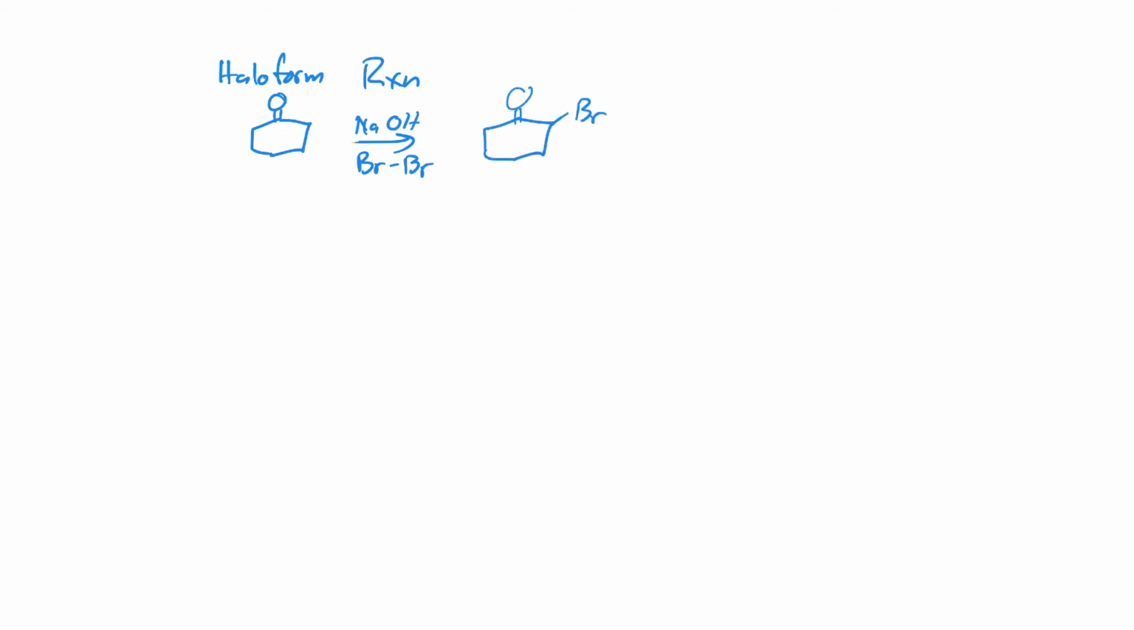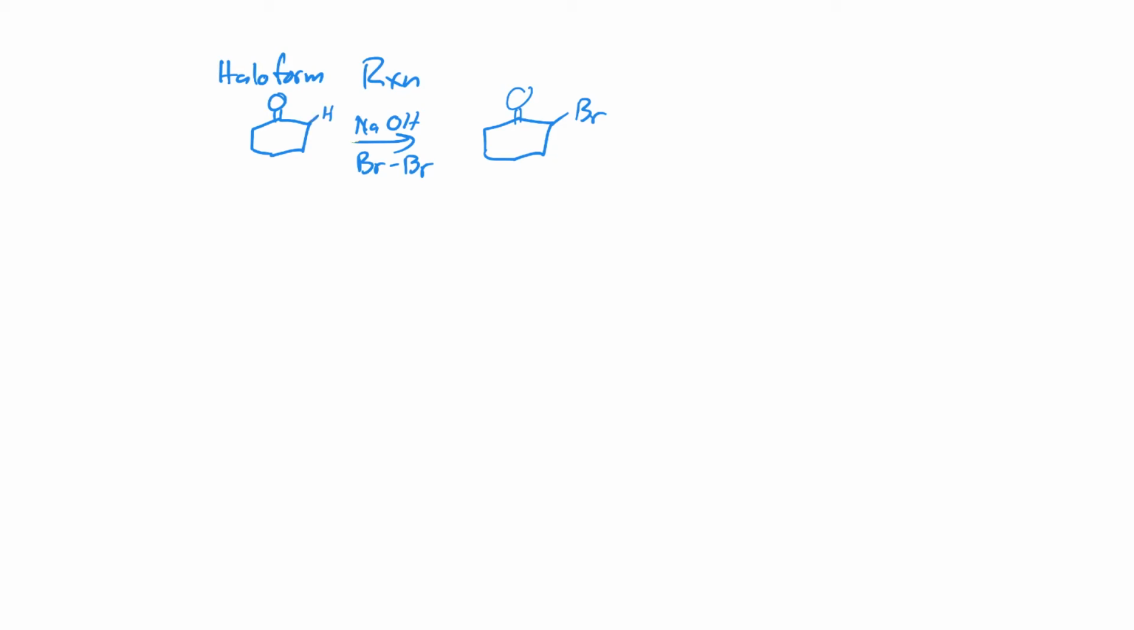Another reaction is the haloform reaction. And it also involves alpha bromination, this time using base. Let me draw sodium hydroxide here and some bromine. And the end product is the alpha bromide.